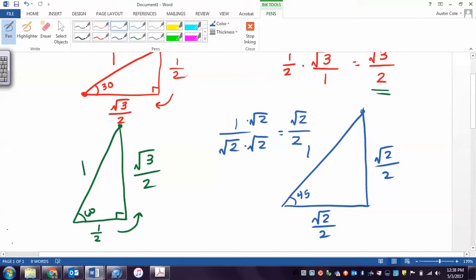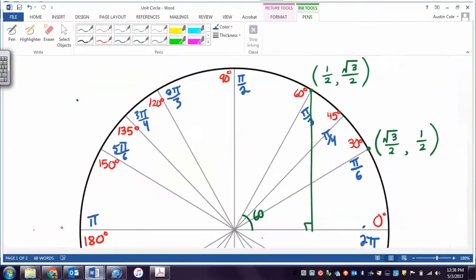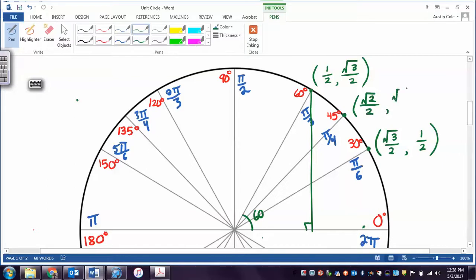So if I think about this as a point, I went over how much? Square root 2 over 2, and I went up how much? Square root 2 over 2. Back to my other document. This point is the point square root 2 over 2, comma, square root 2 over 2.